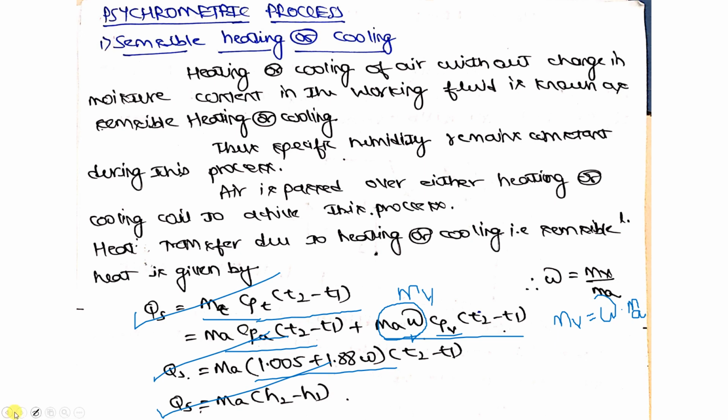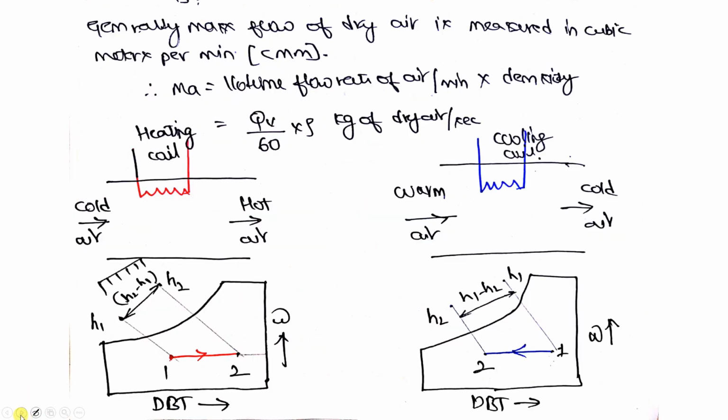Okay. So this is how it looks. This is what I was explaining. This is the heating coil and this is the cooling coil. Here the cold air is converted into hot air by increasing its temperature, and here the warm air is converted into cold air by decreasing its temperature.